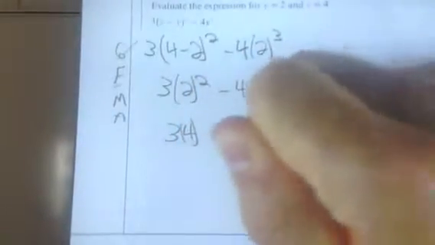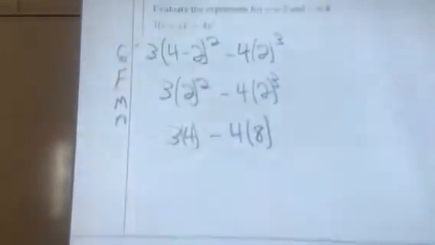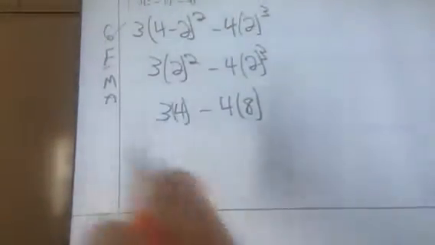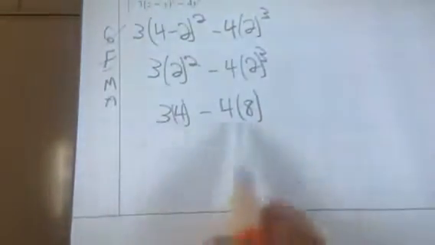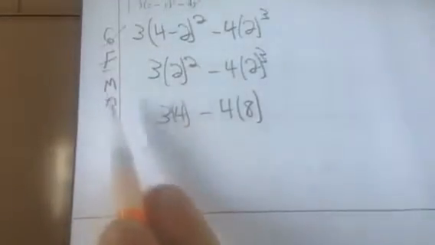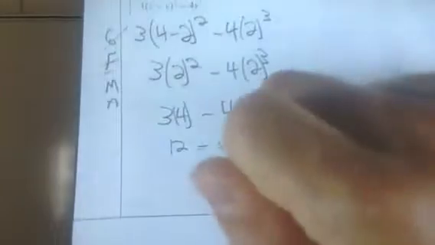2 squared is 4, so 3 times 4 minus. 2 cubed is 8. Alright, now I don't have any more exponents, I'm done with that. I've got multiplication and subtraction. Multiplication comes before subtraction, so that's 12 minus 4 times 8 gives me 32. Okay, I've got that subtraction, which I am now going to change to addition.